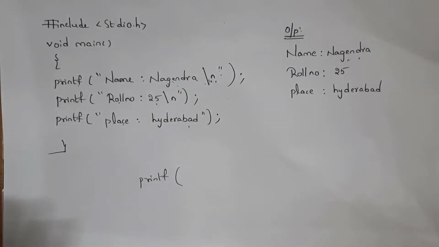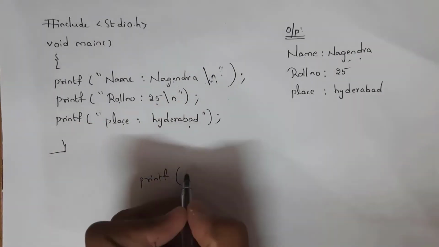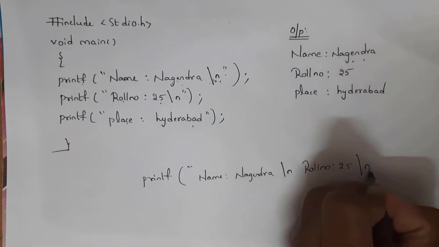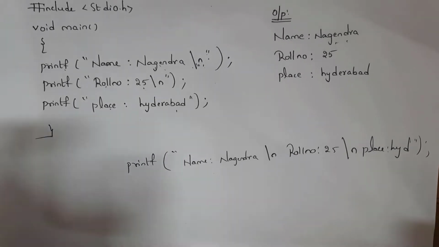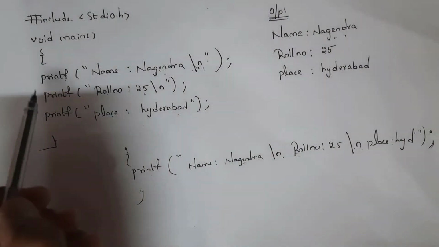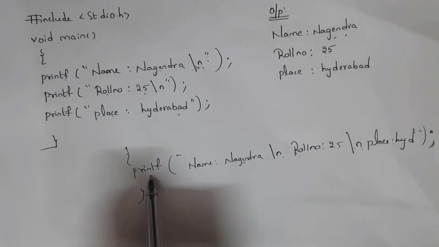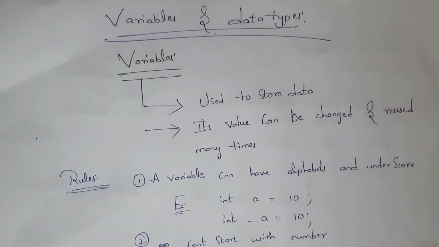Or you can also write like this by taking a single printf. You can write name Nagendra \n rule number 25 \n place Hyderabad. By taking a single printf also you can write this program. Instead of taking 3 printf functions, you can also take a single printf function, and inside this printf function you can write like this. Next I will explain variables and data types.